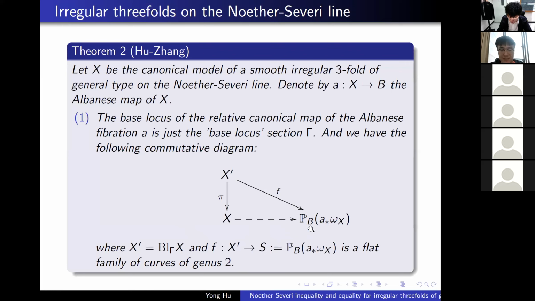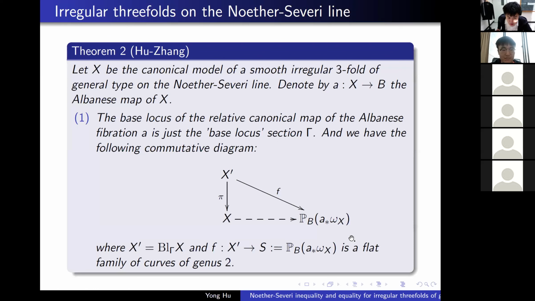This means that all closed fibers of this F are integral curves. It's a curve of arithmetic genus 2. So F is flat.